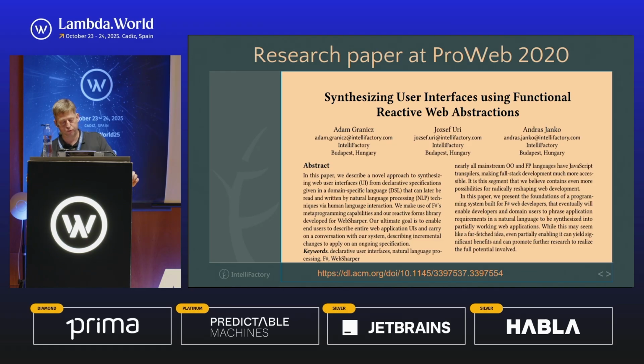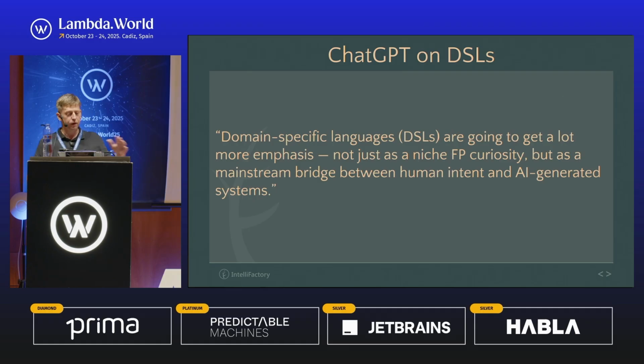While this may seem like a far-fetched idea, even partially enabling it can yield significant benefits and can promote further research to realize the full potential involved. This sounded really nice. Okay, let's jump to now, or relatively recently. So I asked ChatGPT, okay, what do you think about DSLs? And this is exactly word by word what it says. This was ChatGPT 5. It says domain-specific languages are going to get a lot more emphasis, not just as a niche FP curiosity, but as a mainstream bridge between human intent and AI-generated systems.